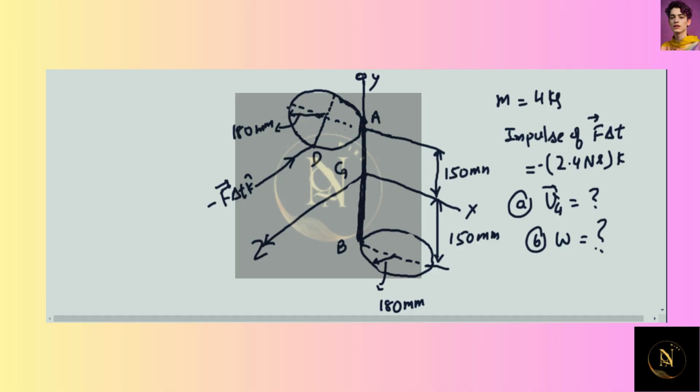Hello friends, here it is given two circular plates each of mass 4 kg are rigidly connected by a rod AB of negligible mass and are suspended from the point A as shown in the figure. If an impulse of F delta T is applied at point D along the negative z axis, we have to calculate the velocity of the mass center and the angular velocity.